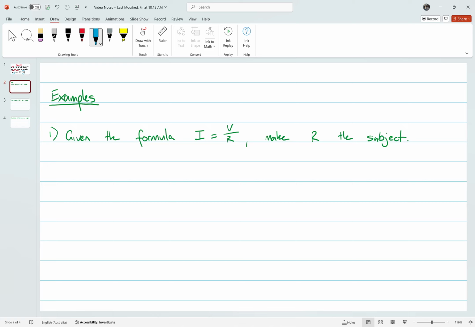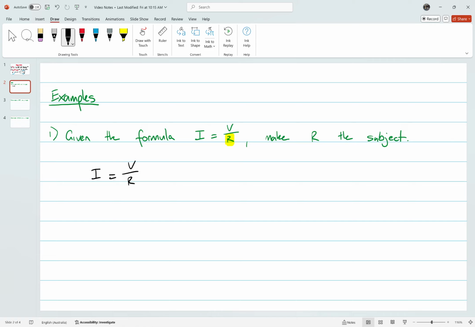Given the formula I equals V over R, we want to make R the subject. So that R we want to get by itself. Let's start by writing the formula again. I equals V over R. We want to get R by itself, and we can't just swap I and R over, although actually that will be the answer. We need to move things around so that we can get R by itself.